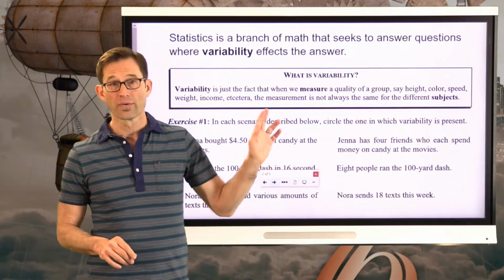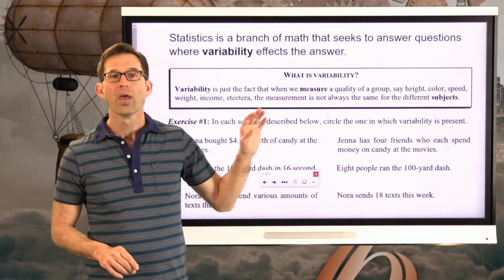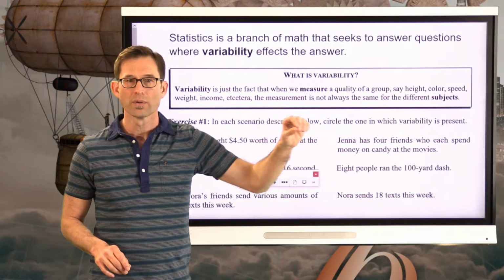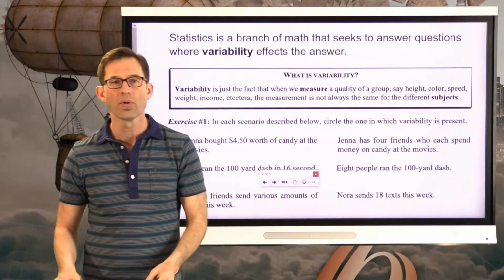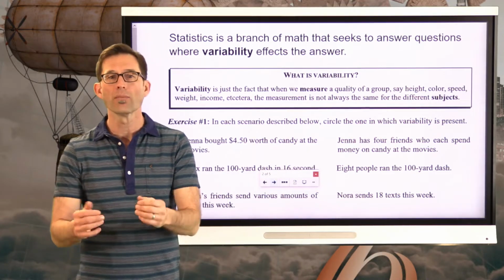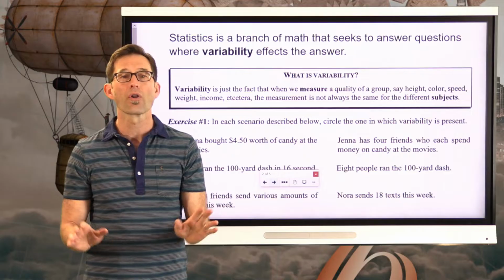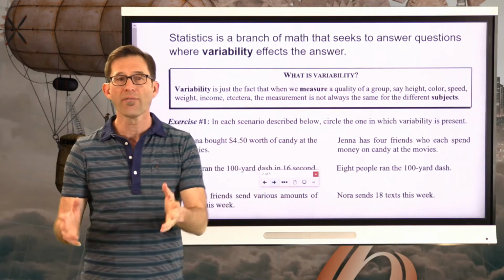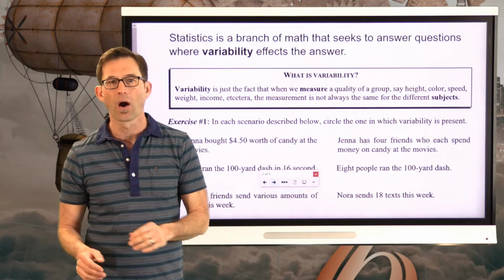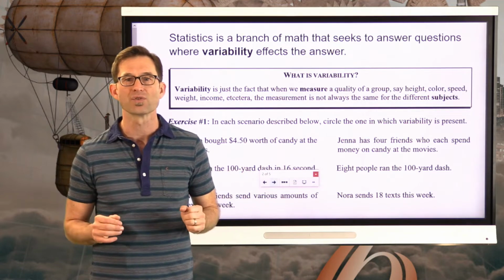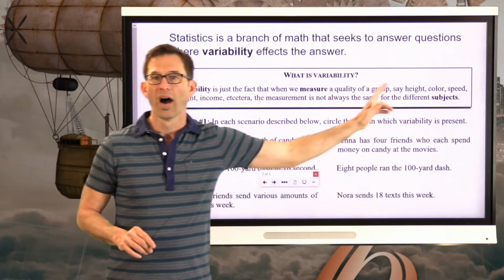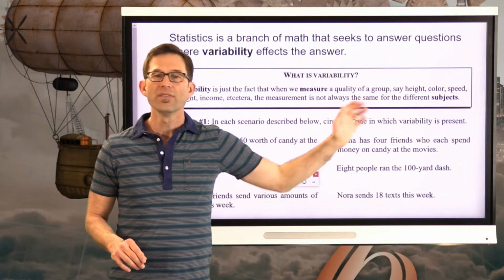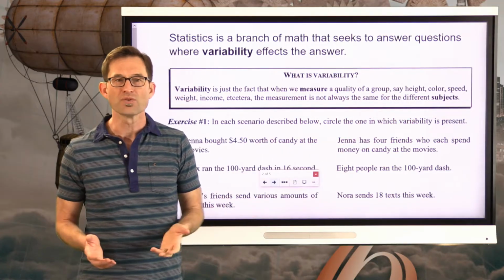Now, let's make sure that we understand what variability is. Variability is just the fact that when we measure a quality of a group, whether it's a bunch of people, a bunch of chickens, a bunch of automobiles, whatever, those are called our subjects. But when we measure some quality of them, how heavy they are, how tall they are, how fast they are, how high they can jump, whatever it is, height, color, speed, weight, income, etc., the numbers aren't all the same for the different subjects.